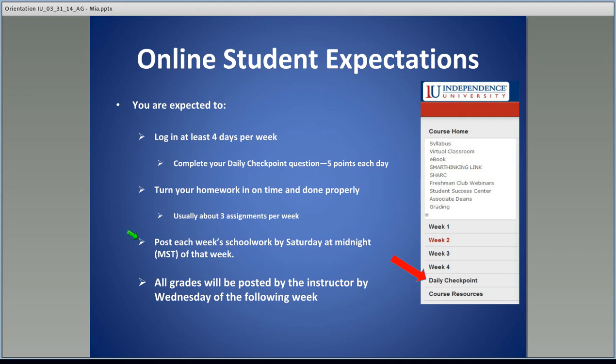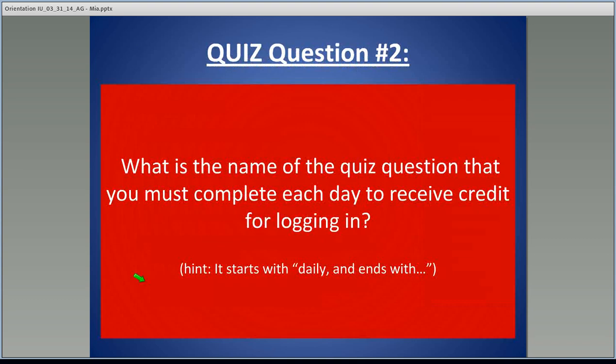So you also need to post all of your assignments and your schoolwork by Saturday at midnight Mountain Standard Time of the week. So this is the due date for your homework. It's due by Saturday night at the very latest, but it is important to try and get it done before the end of normal business hours on Friday, because that's when the tutoring lab and your student advisors are going to be the most available to help you in case any issues come up. Also know that once you've turned everything in, all of your grades should be posted by the instructor by Wednesday of the following week.